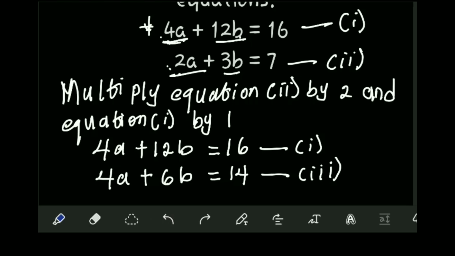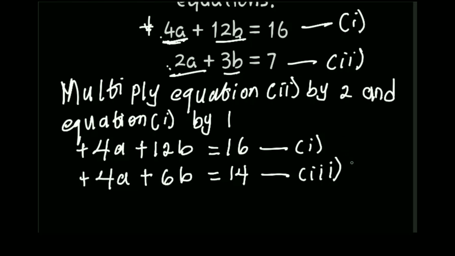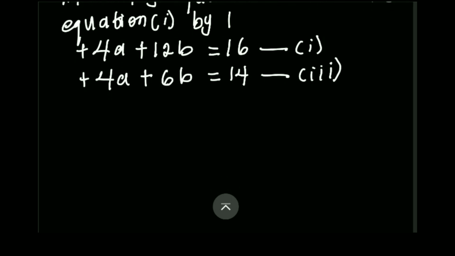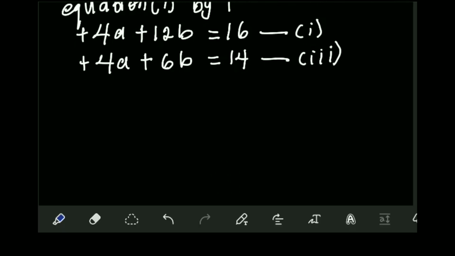Let's consider the sign. Whenever the signs of the variable you want to eliminate are the same, you subtract one equation from the other. Here this is plus 4a, this is plus 4a. It would have also been minus 4a and minus 4a. When the signs are the same, you subtract one equation from the other. But when the signs of what you want to eliminate are different, you add the two equations together. So in this case, the signs are the same, so we subtract one equation from the other.